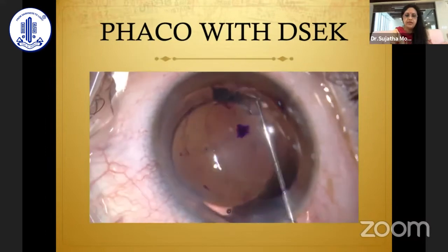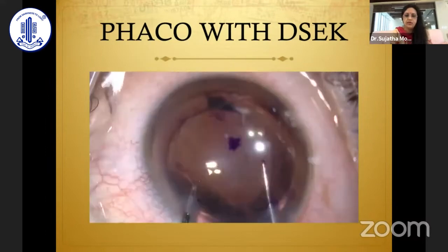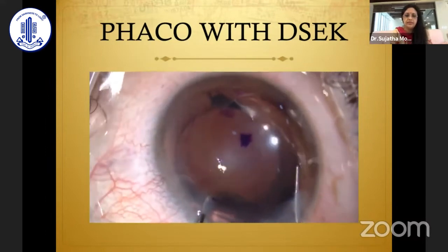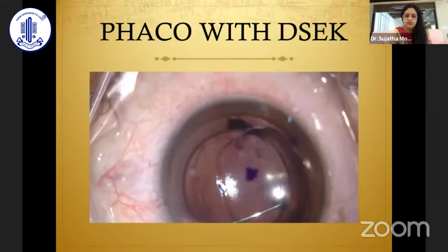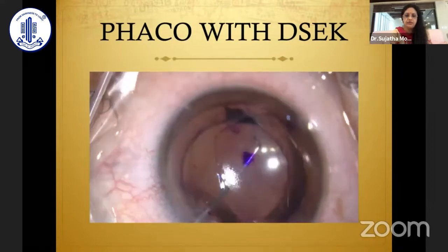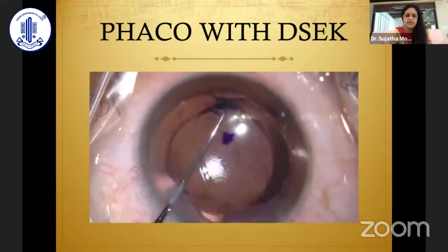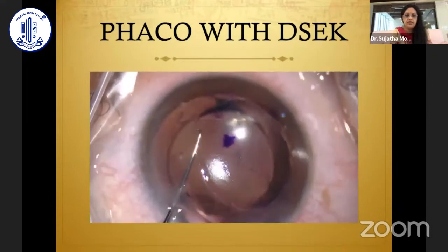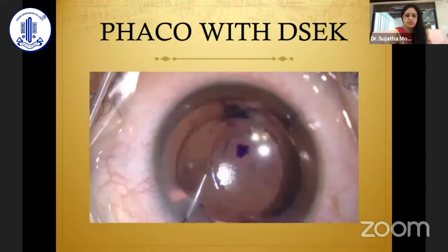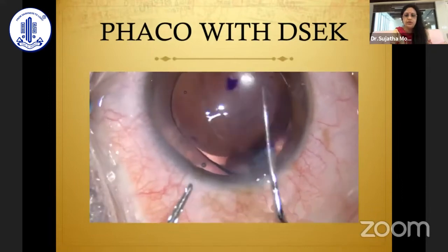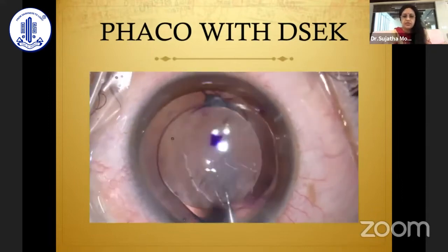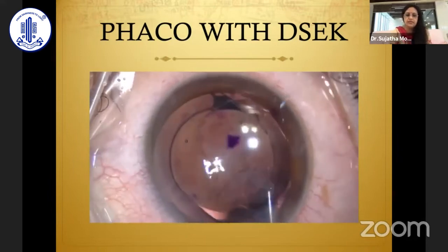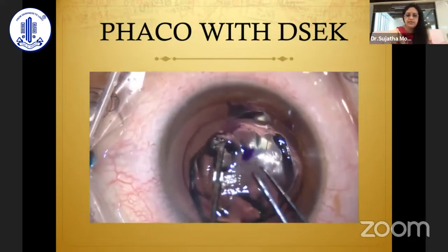So here again, you're getting a nice red glow, and you can see that the margin of the endothelium is being stripped off very nicely. You can visualize it, and I prefer to do it under viscoelastic because it gives us better control. The AC does not shallow. You can also do it under air because it also gives good visualization, and you can just come out very nicely. It's a single piece.